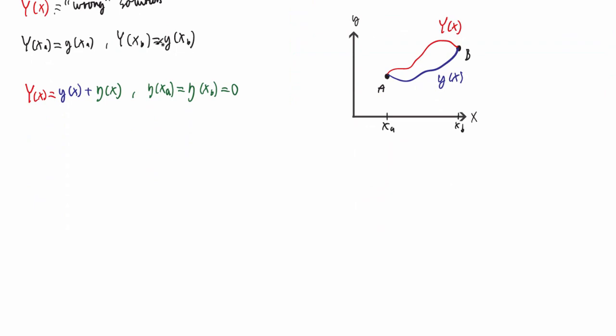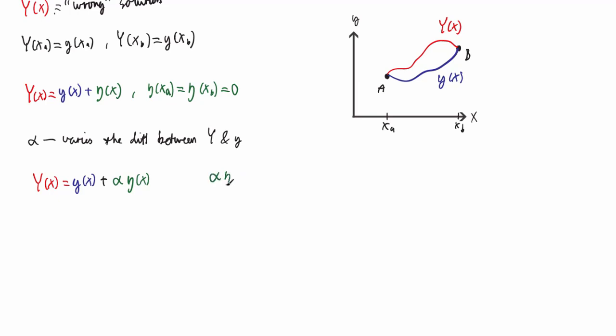So let's now introduce a parameter that allows us to vary the difference between capital Y and little y. So let's say that alpha varies the difference between capital Y and little y, right? So what we really get is that capital Y of x equals little y of x plus alpha times eta of x. Okay?